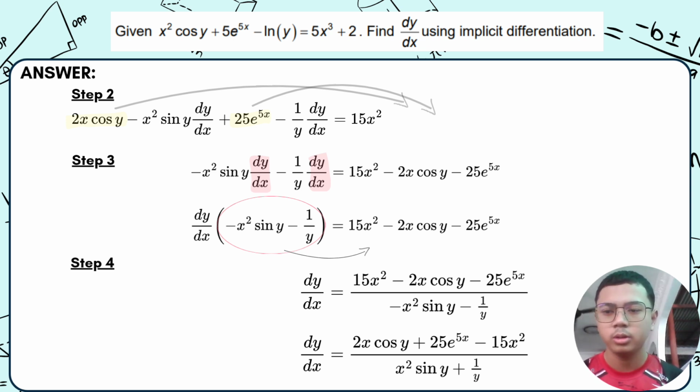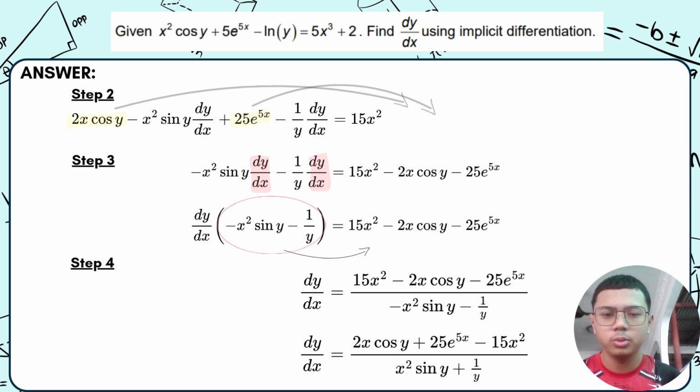After that, we move all the dy over dx terms to the left side and those without dy over dx to the right side. The answer looks like negative x power 2 sin y dy over dx minus 1 over y dy over dx equal to 15x power 2 minus 2x cos y minus 25e power 5x. Next, from the left side, we can factor out dy over dx, and it looks like dy over dx open bracket negative x power 2 sin y minus 1 over y close bracket equal to 15x power 2 minus 2x cos y minus 25e power 5x.